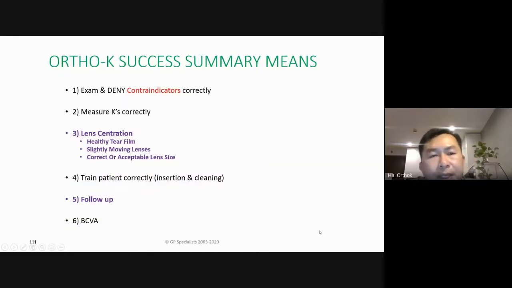So how do we successfully troubleshoot and provide treatment for orthokeratology? First, we have to identify the contraindications correctly and measure K correctly, because the Ortho-K lens is long-term use. It's very important to have good centration of the lens. A good and healthy tear film is so important, and it will spare the practitioner later complications on the eyes. A slightly moving lens is good, and a correct or acceptable lens size is very, very important for Ortho-K treatment.